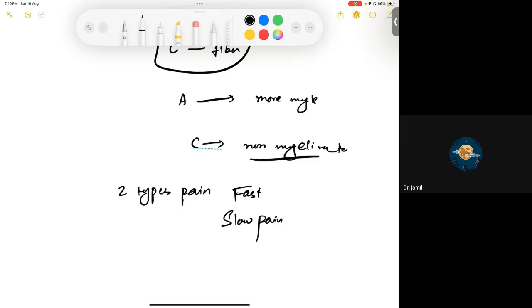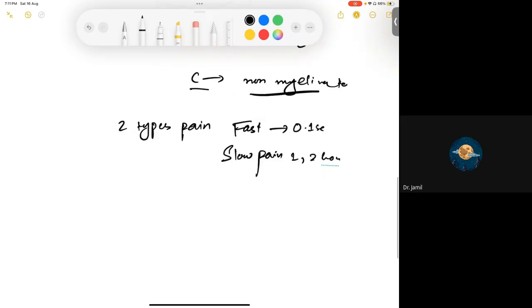Fast means the sharp pain, and slow is the dull pain. Perfect. So fast pain is basically the sharp pain. It reaches the brain in 0.1 second, while the slow pain reaches the brain in 1 to 2 seconds. There's a lot of delay because they are moving through the unmyelinated C fibers, right?